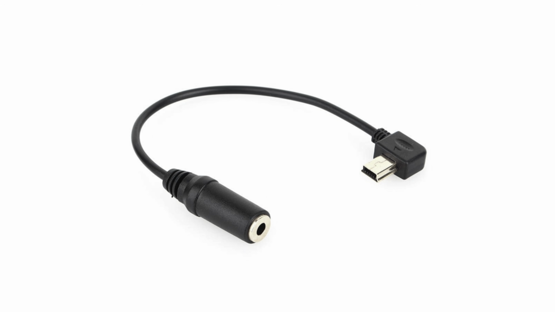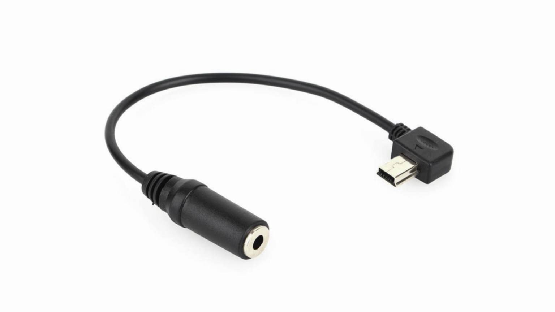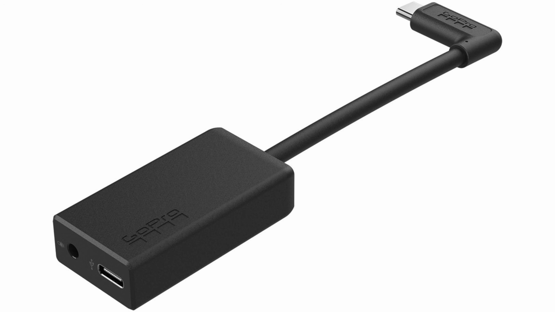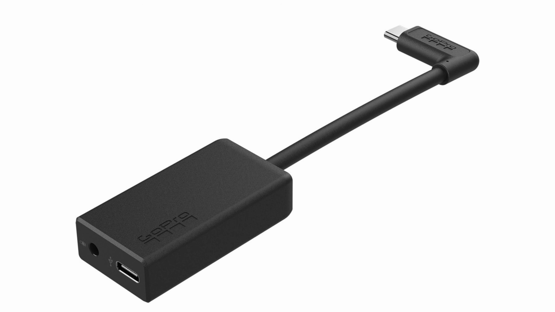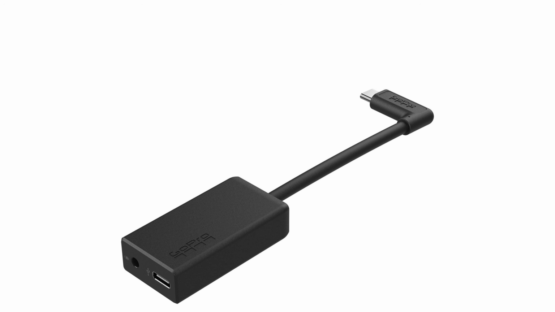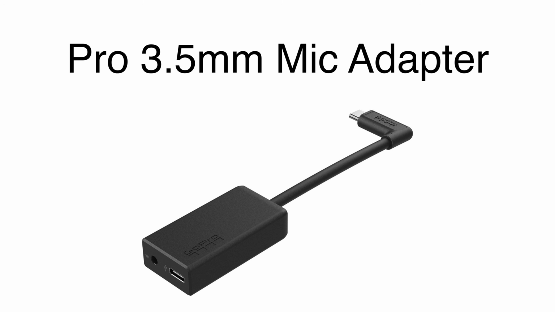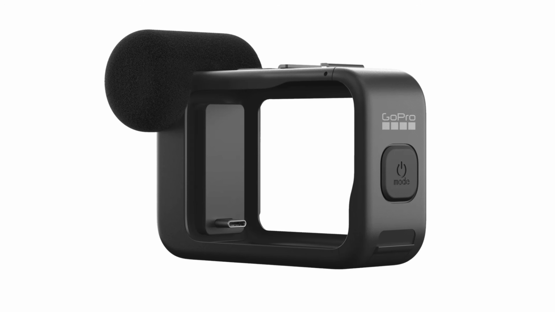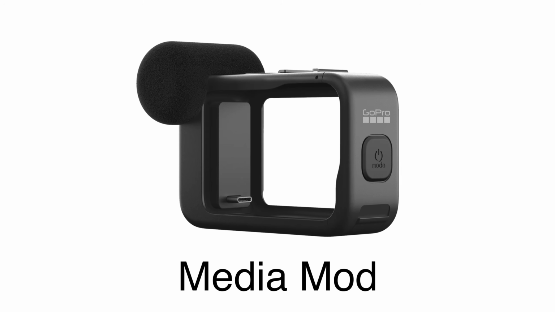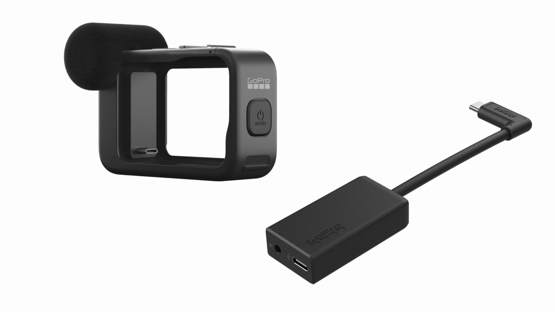Some of the very first GoPros used a simple mini USB cable to add a 3.5 millimeter audio jack. Those were the good old days. By the time the Hero 5 came along, GoPro had switched to a much more expensive and bulky USB-C adapter, which is still used to this day. The product is called the Pro 3.5mm mic adapter. Later, with the arrival of the Hero 9, they offered a media mod, which supplied a 3.5mm external audio input. If you have a modern GoPro, you'll need one of these two adapters if you want to record headset audio.